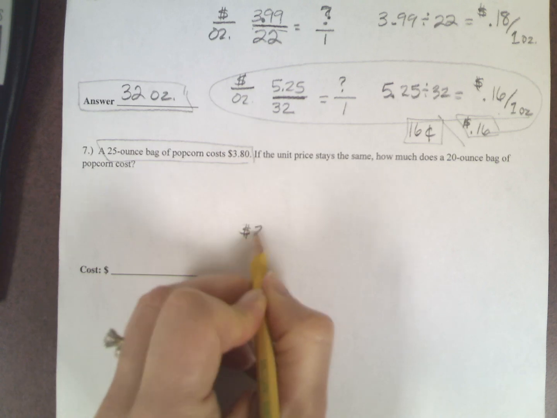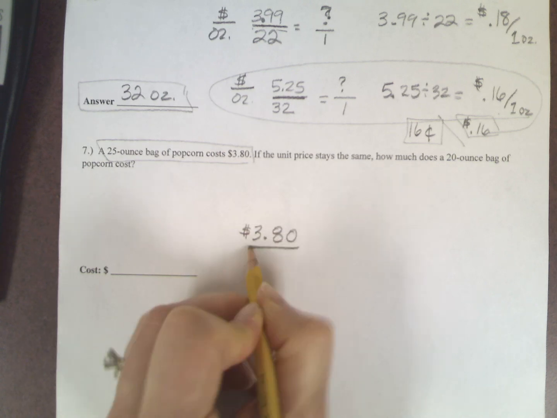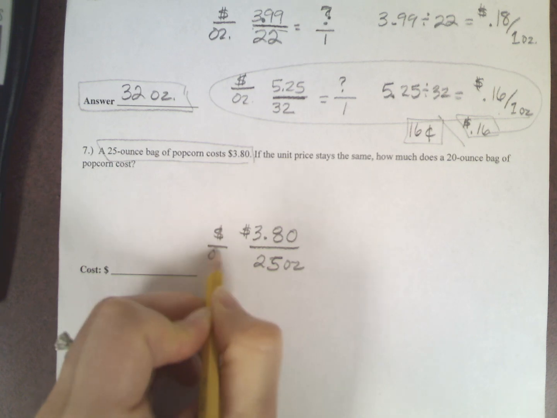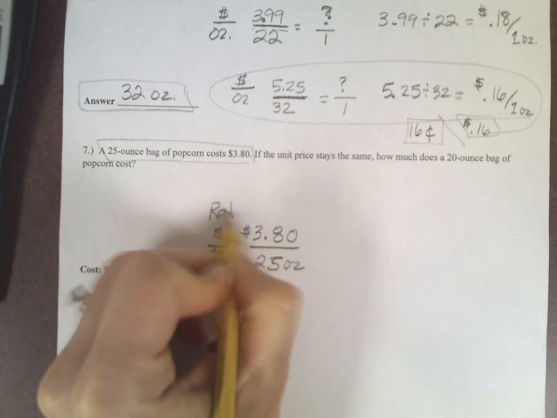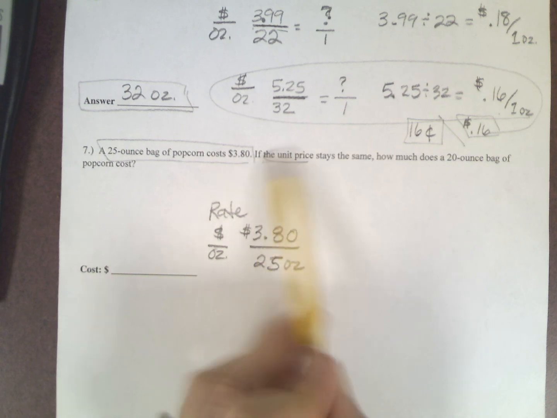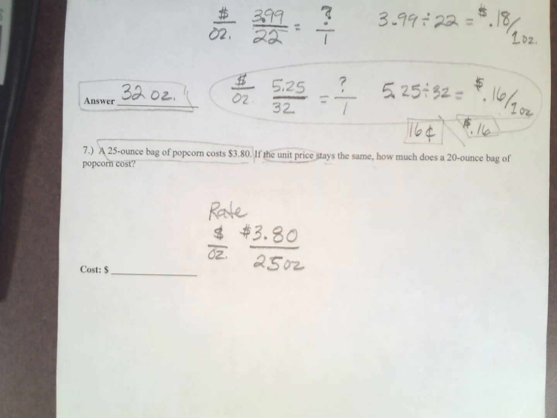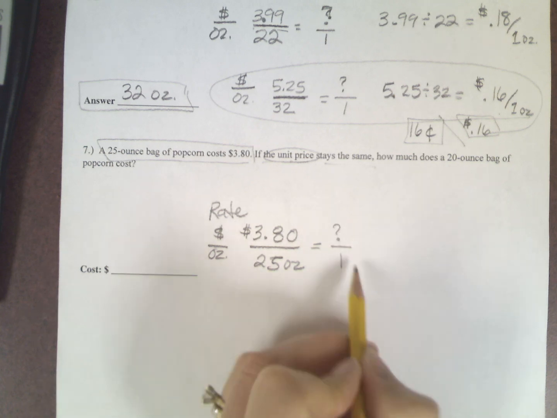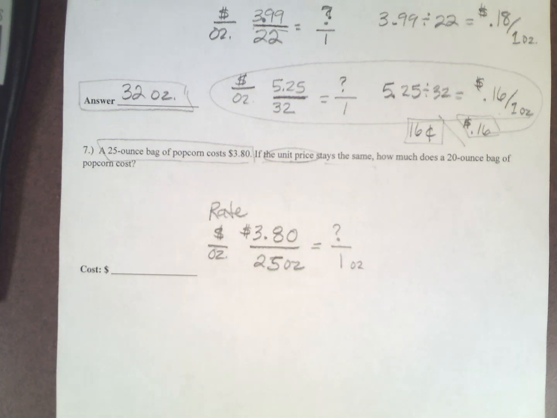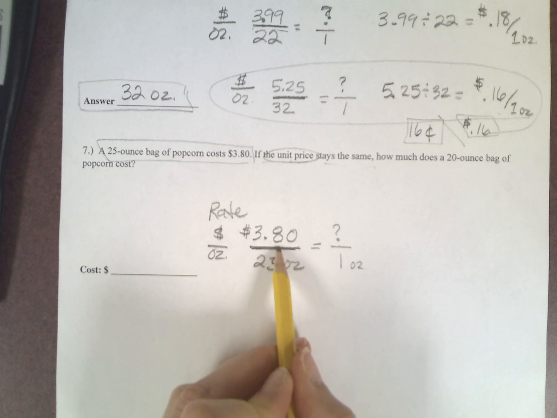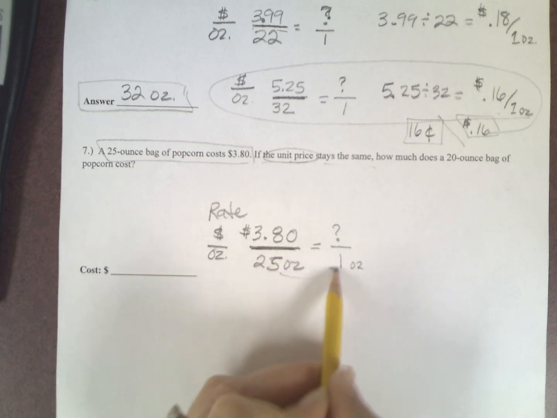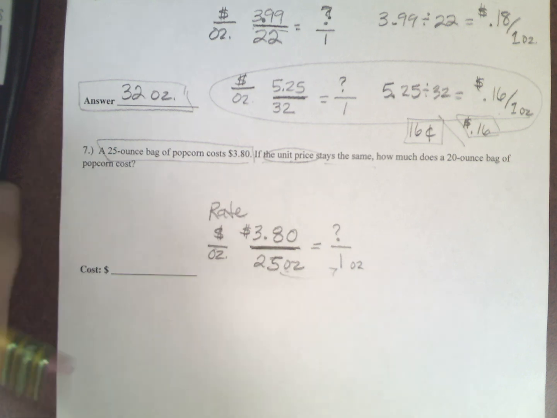So $3.80 for 25 ounces. So money and ounces is my rate. If the unit price stays the same. So they're asking me to find the unit price, which means what is the cost of one ounce, right? So remember, when you're writing it as a fraction, the fraction bar means to divide. And I'm going down to 1 ounce, right? So I want to make sure I'm dividing by 25.